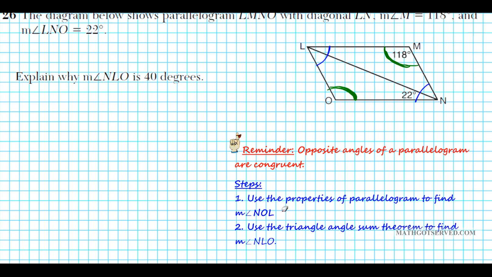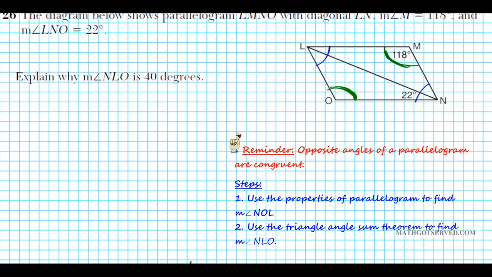We're going to use the properties of a parallelogram to find angle O, or angle NOL, and then we'll use the triangle angle sum theorem with this angle, measure of angle LNO, to find the measure of angle NLO. Okay, now let's go ahead and do it.